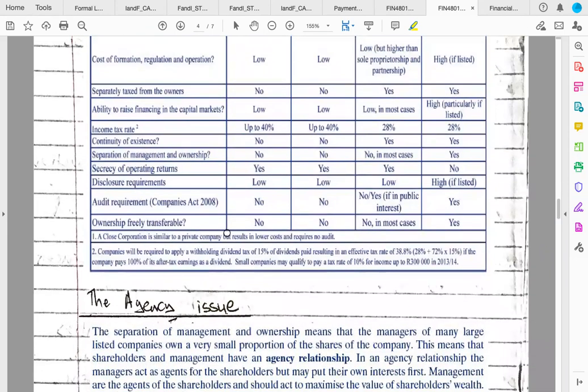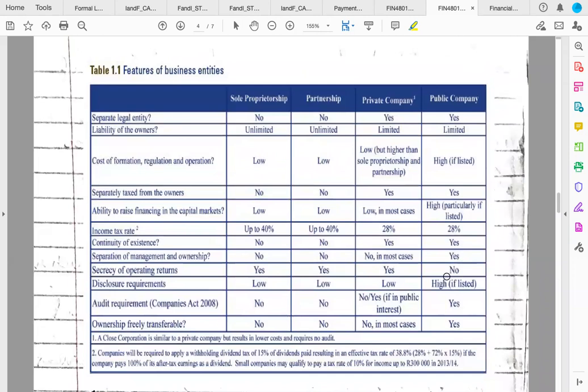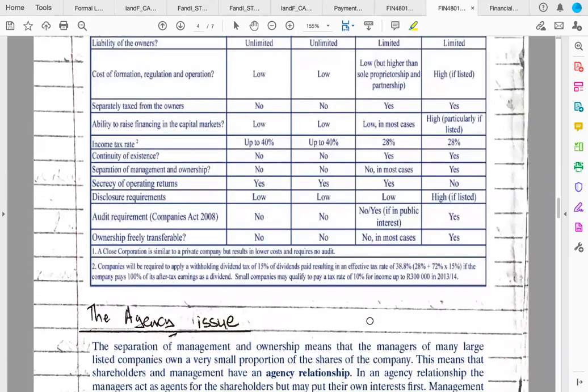And then ownership freely transferable: yes for public companies. You can easily buy shares in a public company. That's why public companies need to publish a lot of the information, because individuals in the public can easily purchase and sell shares in a public company. But with sole proprietorships, partnerships, and private companies, it's not easy to transfer the ownership. You actually have to negotiate with the owners and make private arrangements.